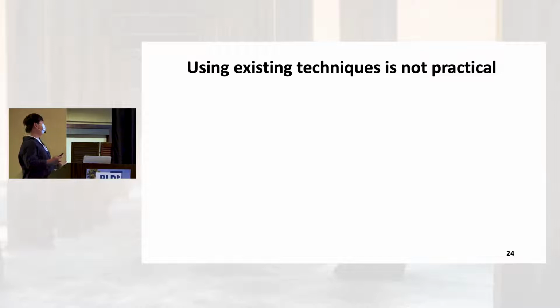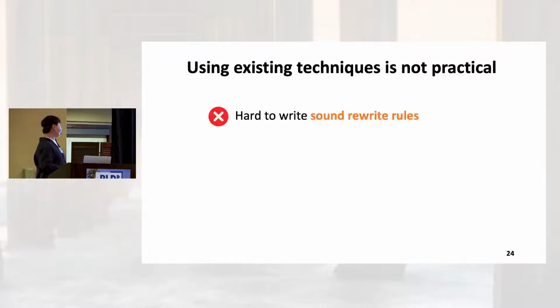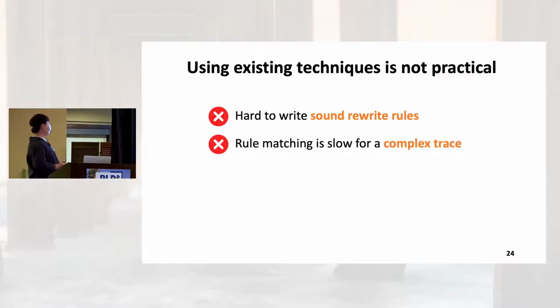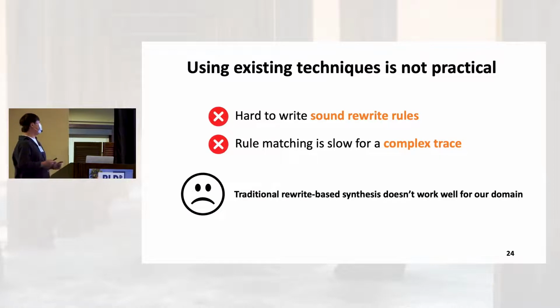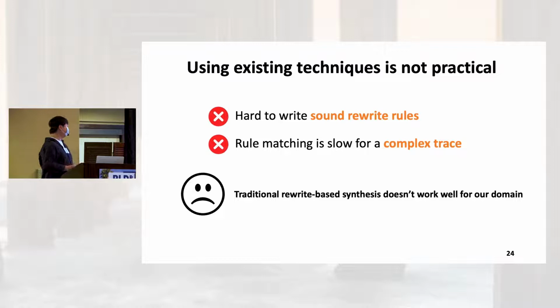However, this existing technique is not practical in the real world. First, even if we know which part to rewrite, it is still very hard for us to write sound rewrite rules, because you need to do some matching globally, and you need to ensure many properties of it. Also, rule matching is very slow for a complex trace. In our task, the trace is like 20 to 30 actions, and we can extend this trace to 500 or 1,000. So rule matching for such a long trace is very time-consuming. So the traditional rewrite-based synthesis does not work well in our domain.